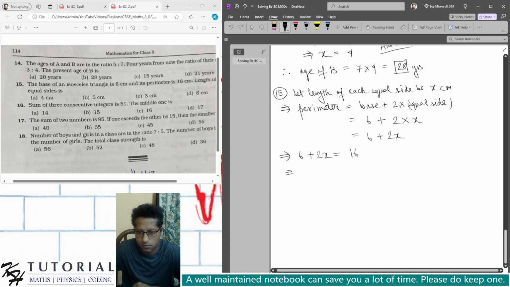Now if we solve this, we get 2x is equal to 16 minus 6, that is equal to 10. This implies x is equal to 10 by 2, which is equal to 5. So the length of the equal side is 5 centimeter. So the correct choice is B.